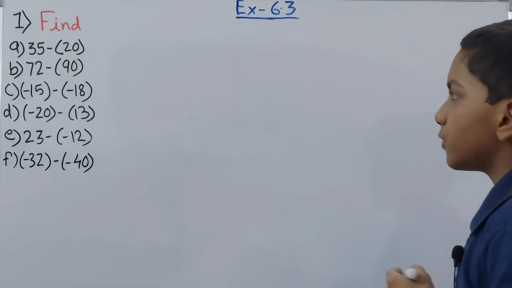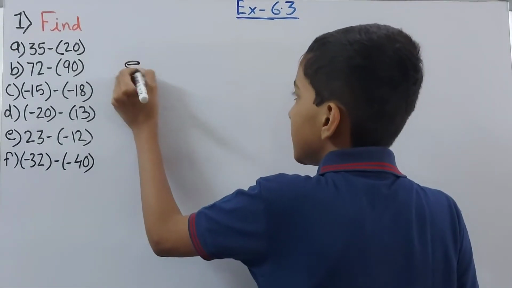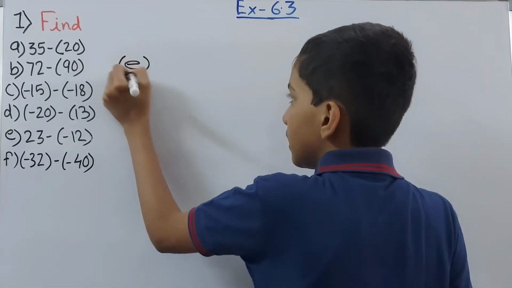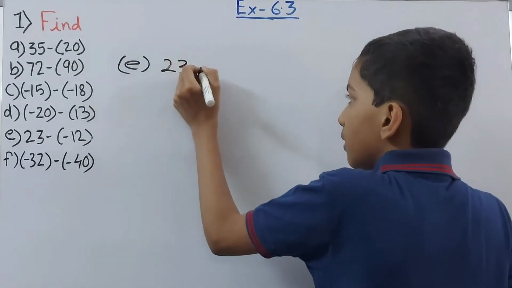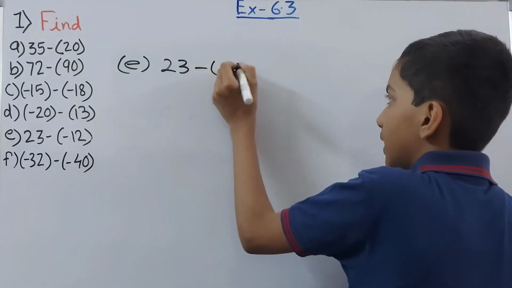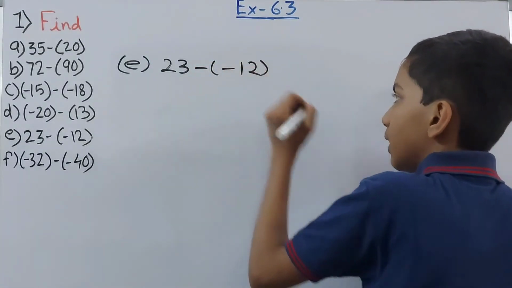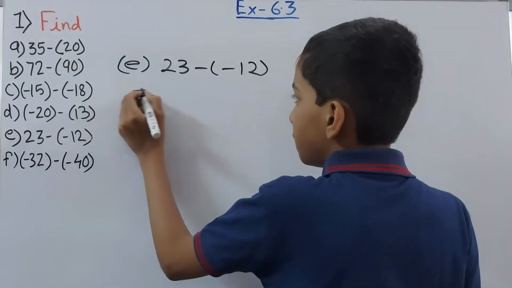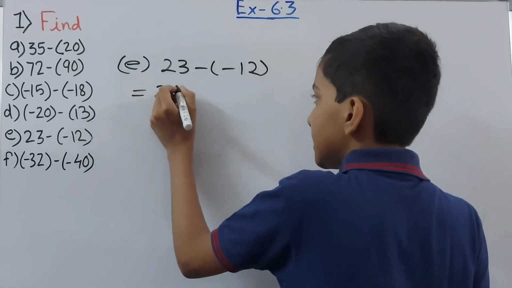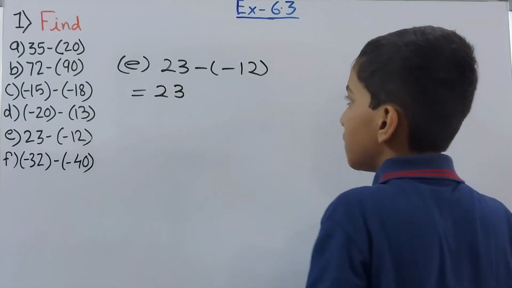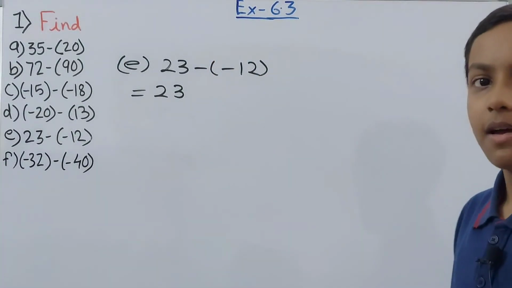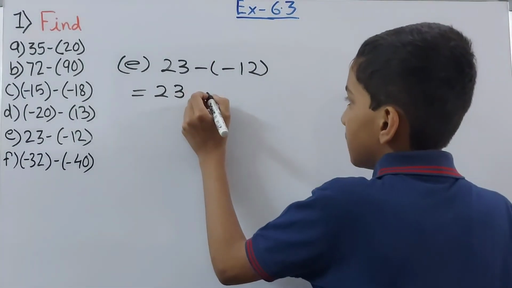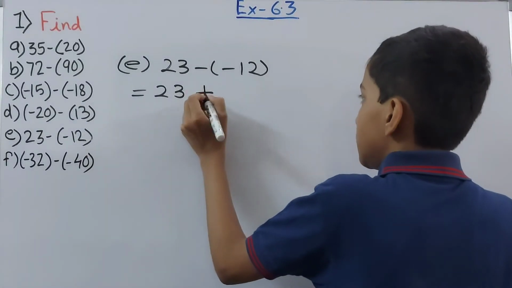Friends, now let's move on to the next question. So this is the E part over here. So this says 23 right here. Minus, then we have minus 12. Okay. Now we have to solve this. So first number will stay as it is and there is no bracket even, so just 23, and here we are getting minus minus, that means here we will put plus 12.